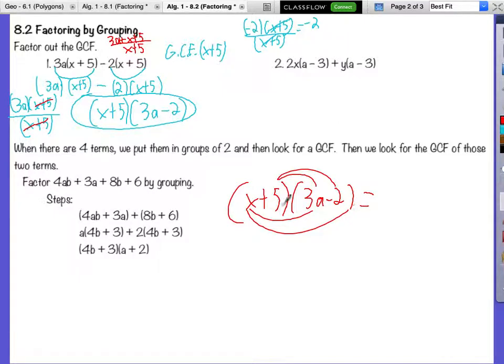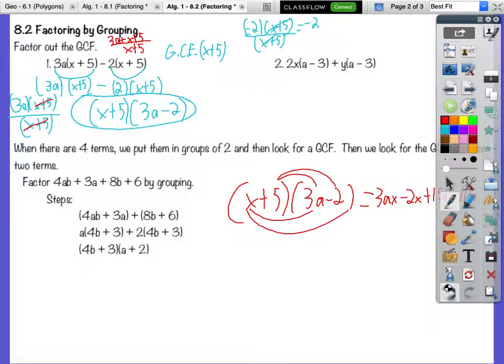So if we FOILed it, we'd have x times 3a, which would be 3ax. x times negative 2, which would be negative 2x. 5 times 3a, 15a. And 5 times negative 2, negative 10. And that's what we'd end up getting. Wait, negative 10a? You're just doing 5 times negative 2. Thank you. Negative 10.